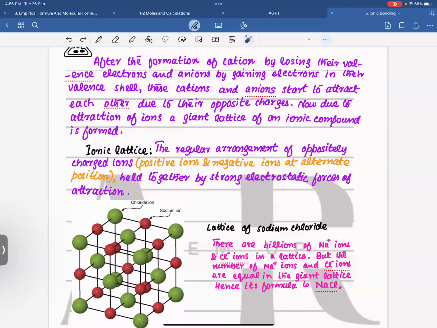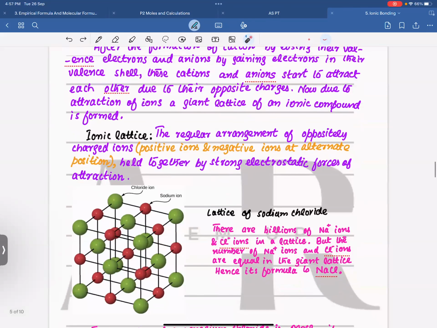Okay, so if you see this structure, there are sodium ions and chloride ions, right? If we observe in this structure, the number of sodium ions and the number of chloride ions are exactly equal. So that's why its formula becomes NaCl.